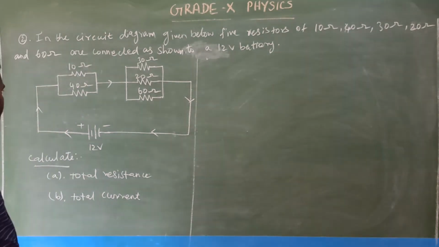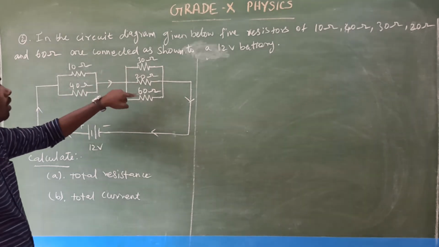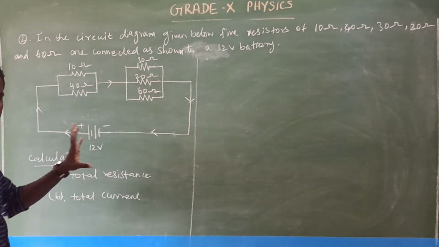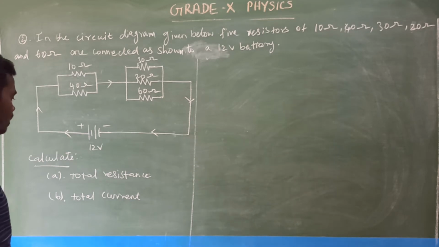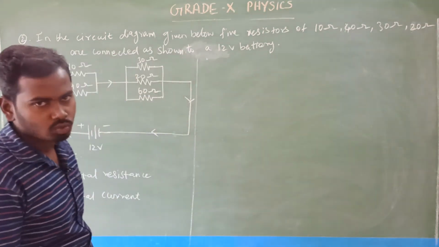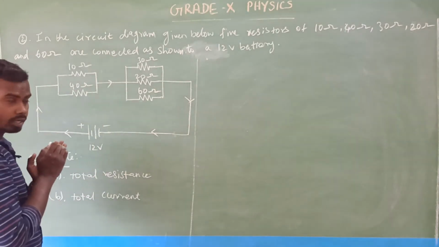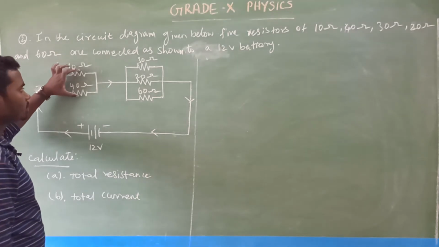Yes, look at here. The first resistor, second resistor, third, fourth, five resistors are connected in some different way. Now we need to calculate the total resistance value. What is the total resistance value? Okay, yes, look at here. You first take this part. Look at here. First you take this part.